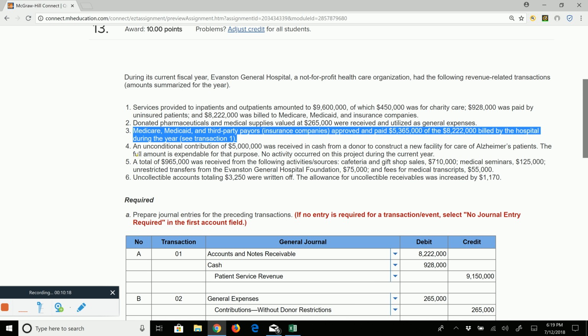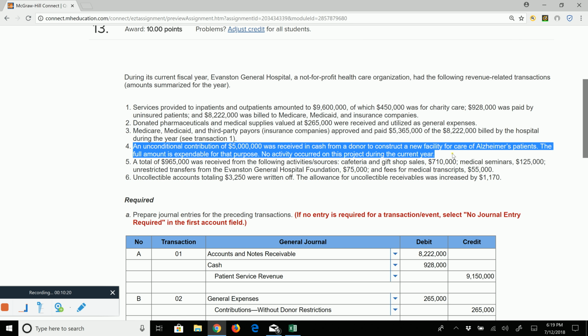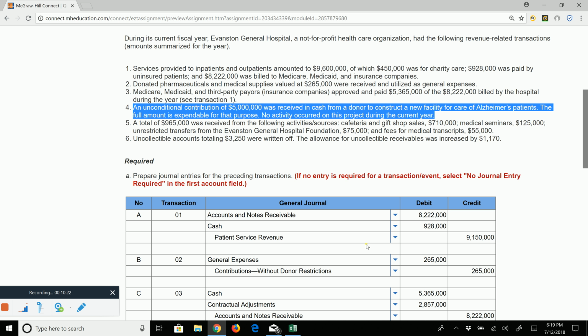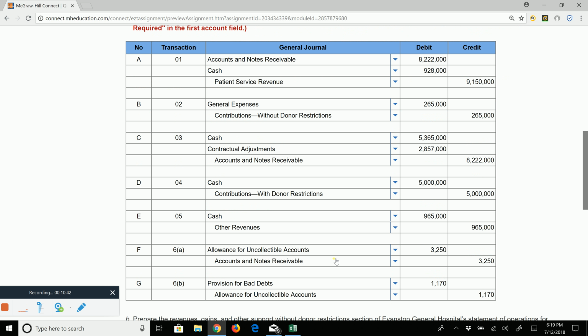Big difference there. Number 4, an unconditional contribution. So that's important, that word unconditional. That means we can record it. Of $5 million was received in cash from a donor, and the donor stipulated, so the donor had a restriction, to construct a new facility for care of patients. The full amount is expendable for that purpose. No activity occurred for the current year. So that $5 million, debit cash, and we're going to credit contributions with a donor restriction. It is a use restriction.